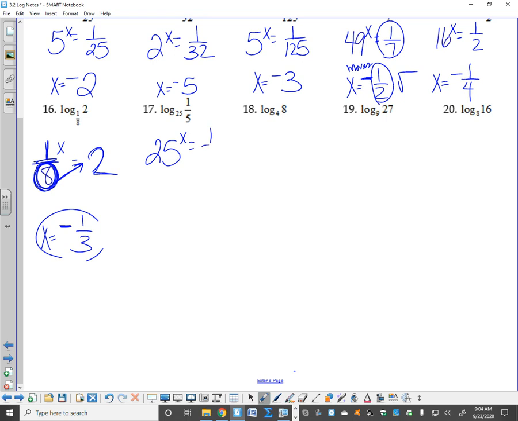25 to the something equals 1/5. Okay. To get me from a 25 to a 5, I need to square root it. 25 starts on top, ends up on the bottom, needs to be negative.